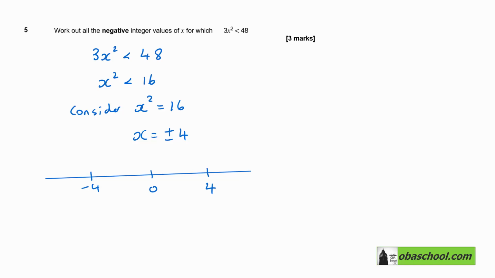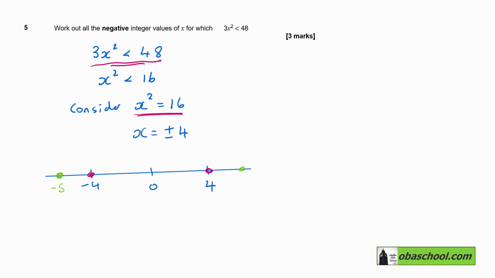We know that when we're actually at negative 4 and 4, x squared is equal to 16. In other words, that means 3x squared would be equal to 48. What happens if we're over here or over here, say at negative 5 or 5? 3 times 5 squared, and 3 times negative 5 squared is the same, is 75. So that doesn't satisfy. But if we try any value inside here, such as 1, 3 times 1 is 3, which is less than 48.